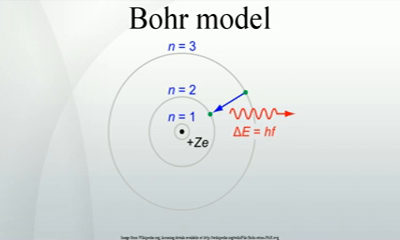A related model was originally proposed by Arthur Erich Haas in 1910, but was rejected. The quantum theory of the period between Planck's discovery of the quantum, 1900, and the advent of a full-blown quantum mechanics, 1925, is often referred to as the old quantum theory.